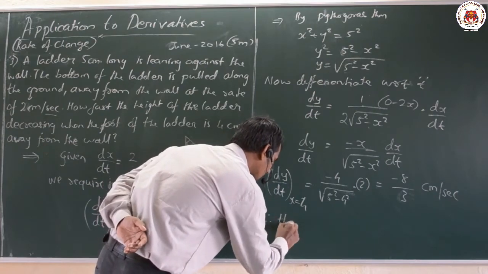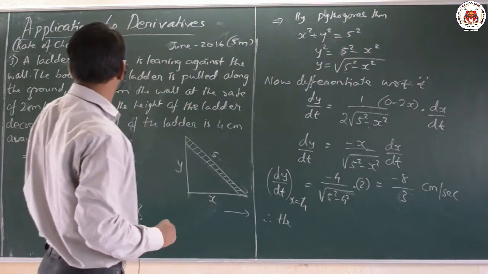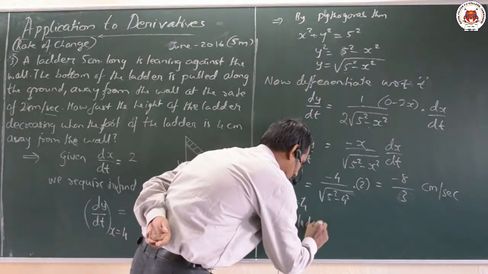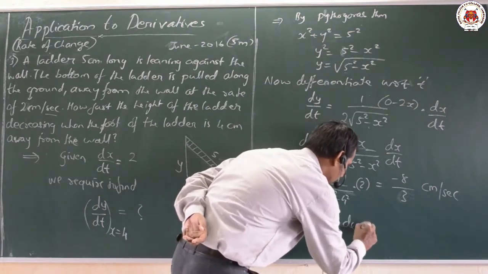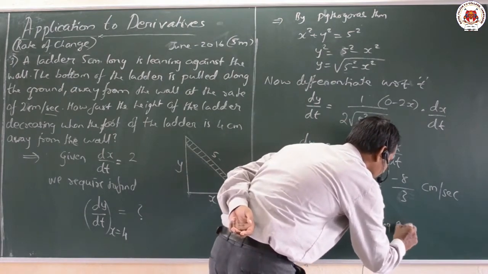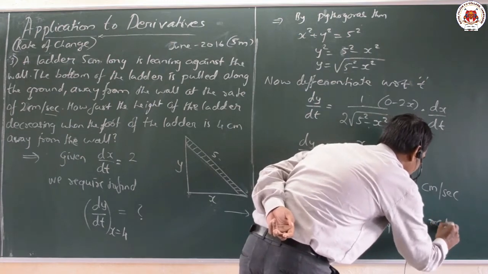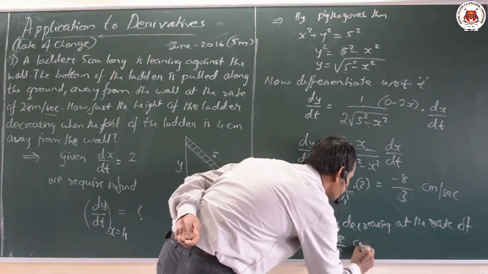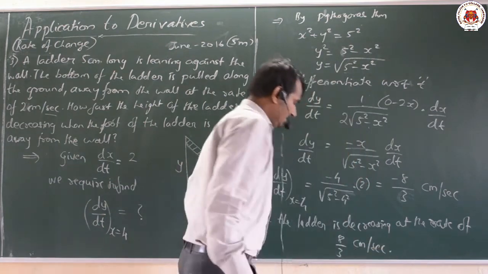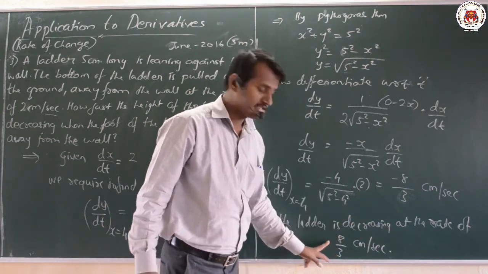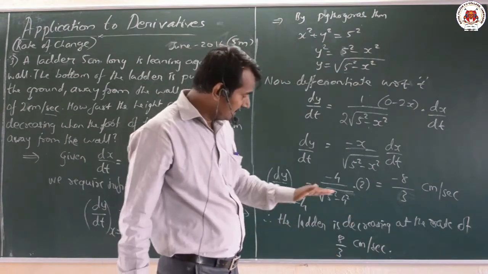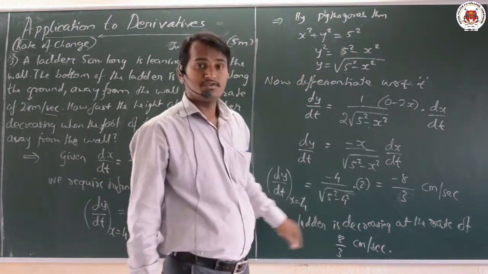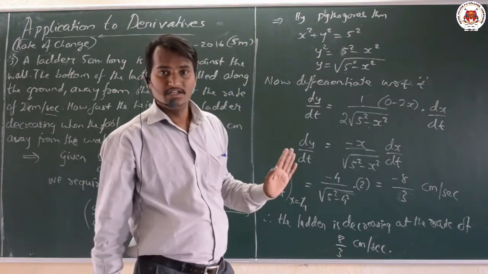Therefore, the height of the ladder is decreasing at the rate of 8 by 3 centimeter per second. Now don't write decreasing at the rate of minus 8 by 3. There is no need to write it that way, because decreasing itself indicates minus 8 by 3. But if you got a positive value and the question says decreasing, that will be absolutely wrong.